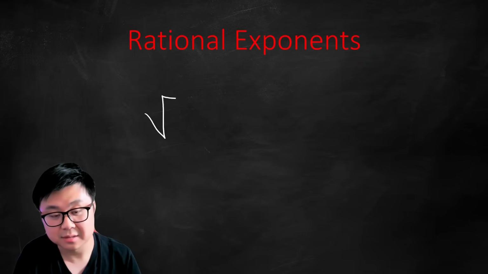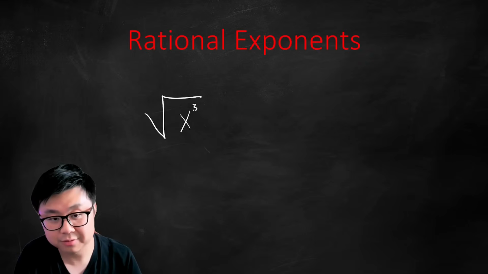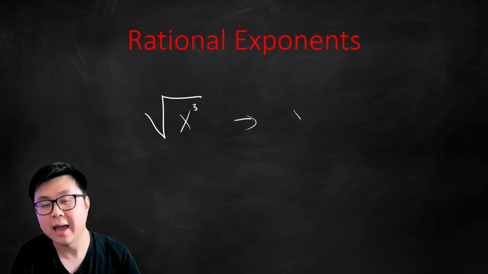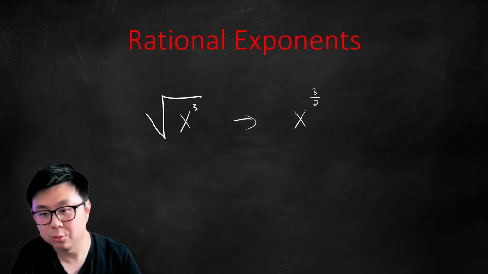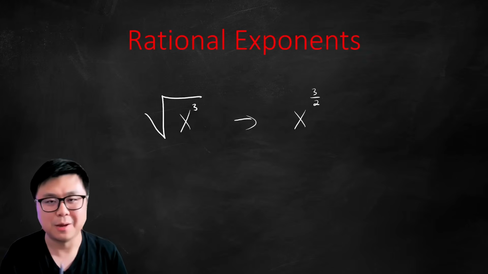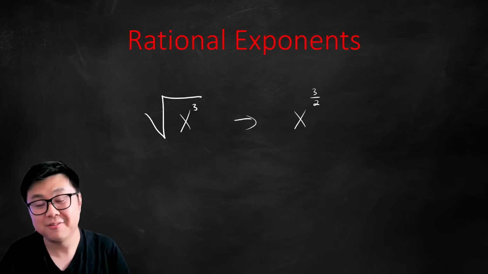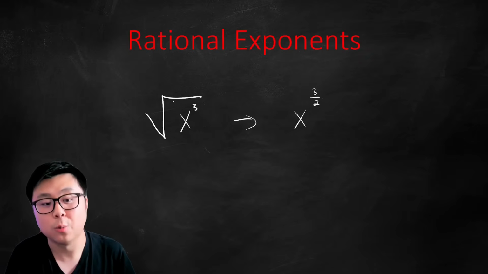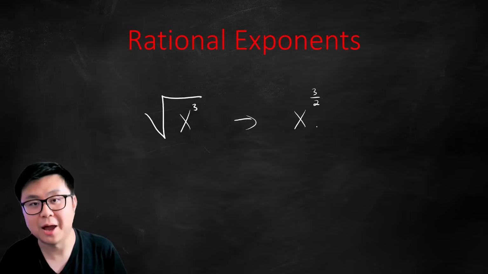Maybe we have something like the square root of x to the power of 3. We can write that as x to the power of 3 over 2. Going this way is way more important than the other way we just did. In calculus, you have to be very, very comfortable going from a radical to a rational exponent.